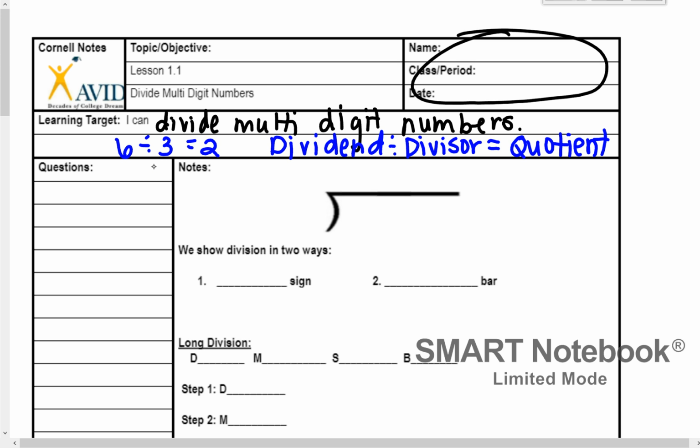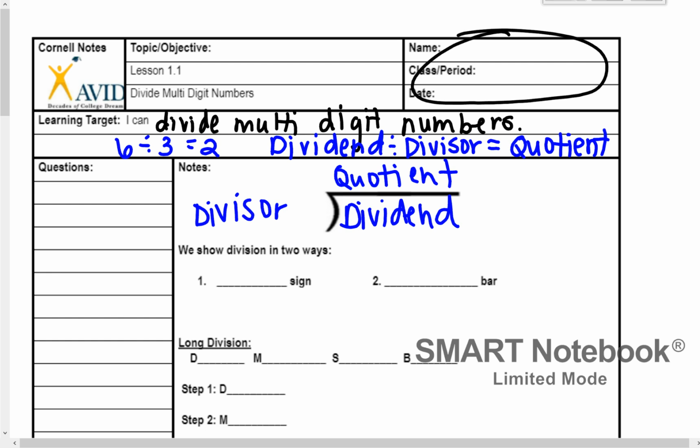Now when we're given a problem like this and we're doing long division, we have to know where to put the two numbers in our division problem because we won't know the answer yet. We need to know which one goes inside the division sign, which one goes outside. Our dividend, that first number listed, goes inside the division sign, and our divisor goes on the outside. Our quotient will end up being up here at the top, our answer.